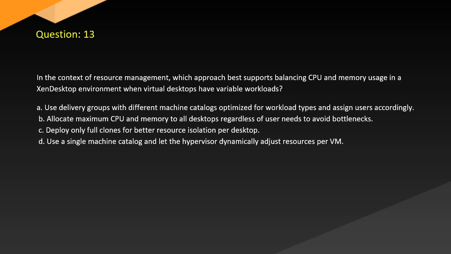Question 13. In the context of resource management, which approach best supports balancing CPU and memory usage in a XenDesktop environment when virtual desktops have variable workloads? A. Use delivery groups with different machine catalogs optimized for workload types and assign users accordingly. B. Allocate maximum CPU and memory to all desktops regardless of user needs to avoid bottlenecks. C. Deploy only full clones for better resource isolation per desktop. D. Use a single machine catalog and let the hypervisor dynamically adjust resources per VM.